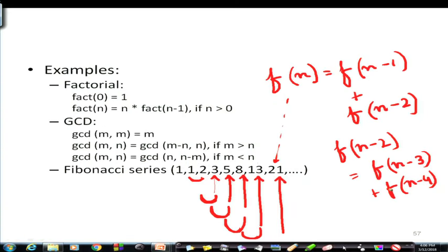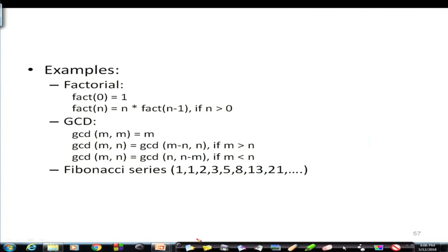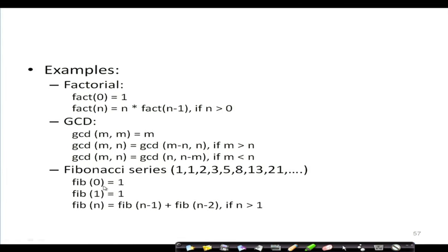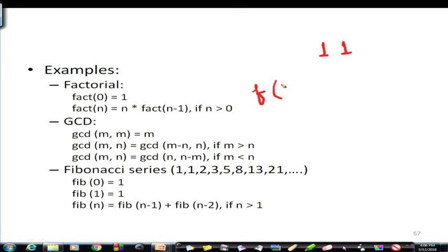The stopping condition is that Fibonacci of 1 is 1, we will see that. So, if we try to express it in the recursive form, it turns out to be Fibonacci of 0 is 1, that means the first element is 1, Fibonacci of 1 is 1, that means the second element. Then Fibonacci of n is Fibonacci of n minus 1 plus Fibonacci of n minus 2. So, now suppose I give you Fibonacci of 5. How will you write that?